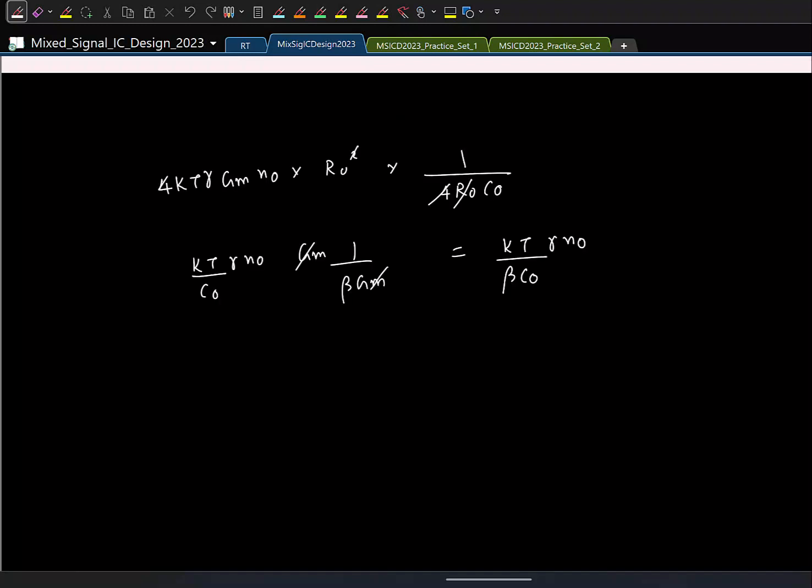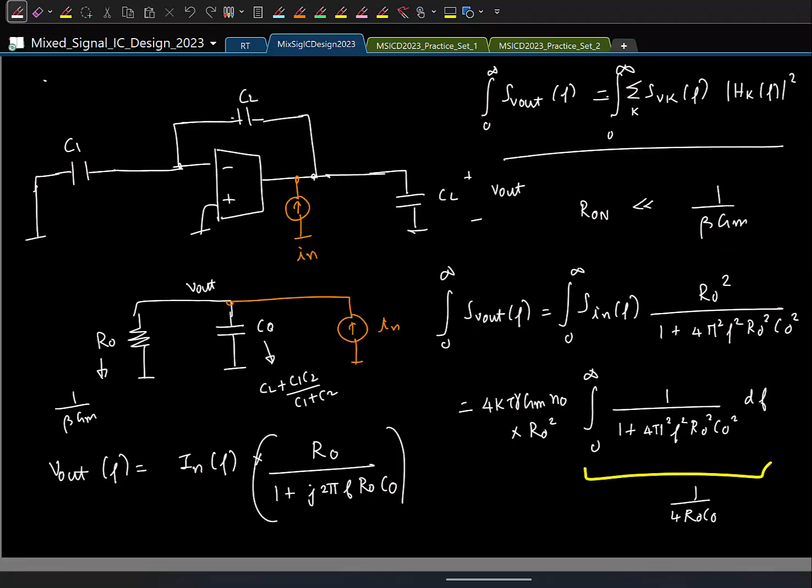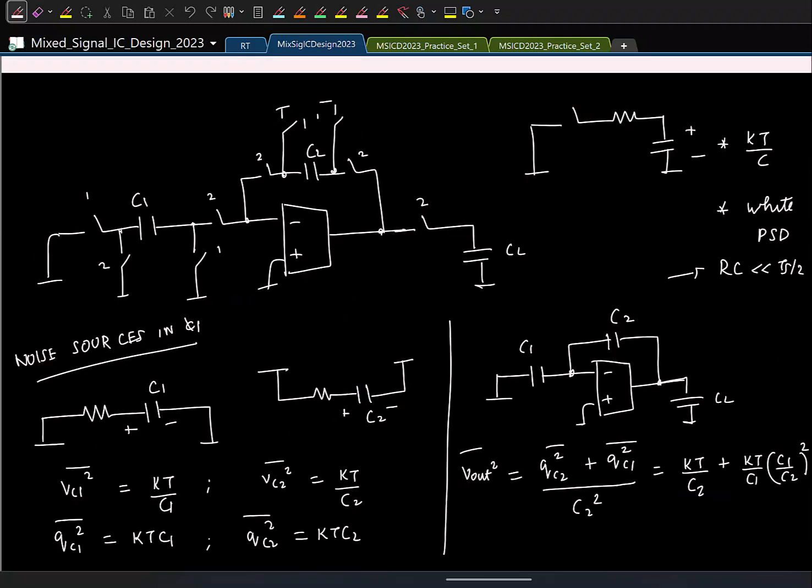So let me copy paste. I don't want to draw the circuit again and again. We have it anywhere.